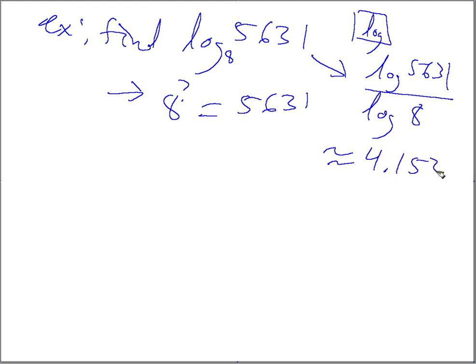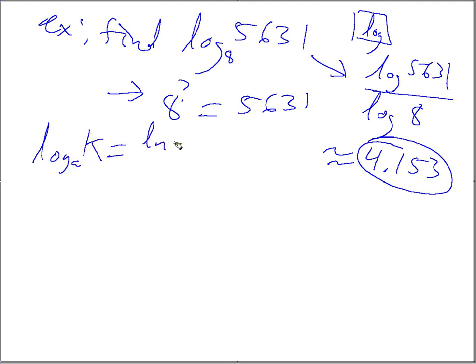I'm just going to cut it off at 3 decimal places. All right. So in other words, 8 to the 4.153 power is roughly 5631. You can check that in your calculator. So again, get some practice with the change of base formula. You can either use the log feature or the ln feature. Once again, I'll just repeat it here. Log base a of k, change its base to ln. That'll be ln of k over ln of a.